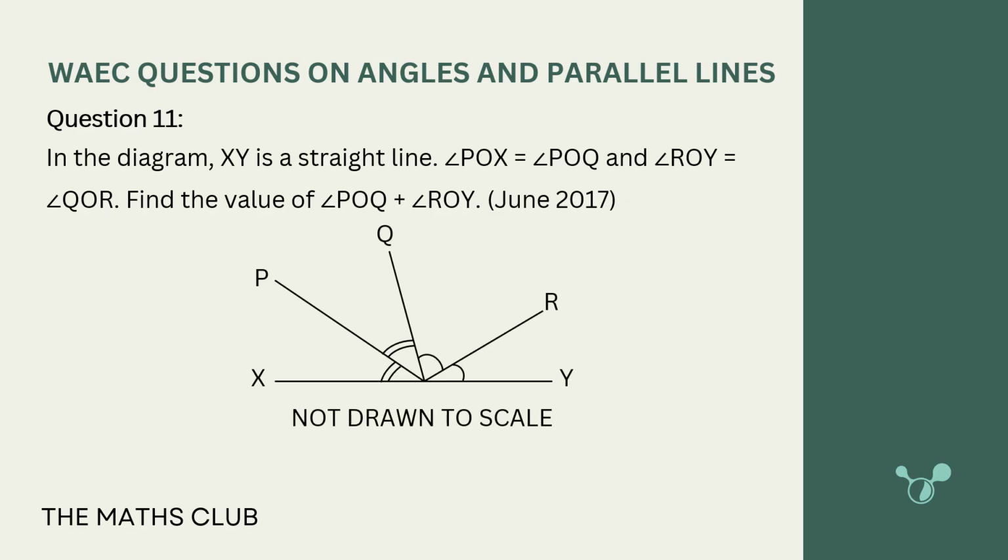Question 11 says that in the diagram XY is a straight line. Angle POX, this guy, is equal to angle POQ. So you can see two lines. And angle ROY, this point O really, is equal to QOR. So this guy here. Find the value of POQ, so one of this guy, and ROY, one of the other guy. Taken from June 2017. Please pause this video and try it out yourself.